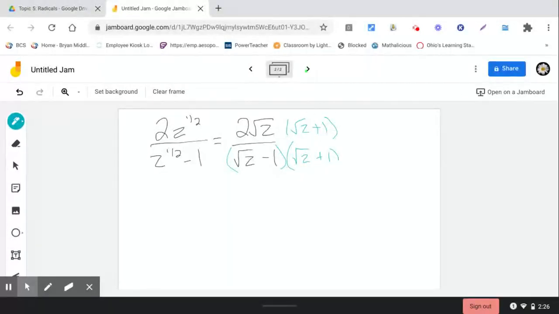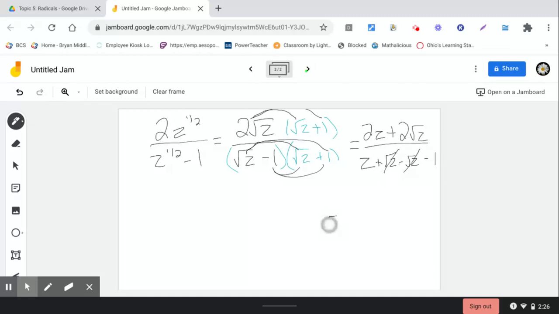Okay. So when we do that, we're going to distribute here. That's going to give us 2. The square root of z times the square root of z is just z, plus 2 square root of z. Then we're going to FOIL here. So root z times root z is z. And then we have plus square root of z minus square root of z minus 1. And you'll notice those cancel out. So our final answer is going to be 2z plus 2 root z over z minus 1.